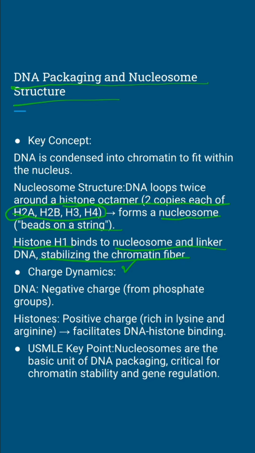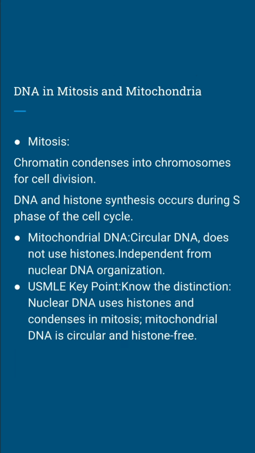Now let's zoom into the chemistry. A classic Step 1 test point. DNA has a negative charge because of its phosphate groups, while histones are positively charged thanks to amino acids like lysine and arginine. Opposites attract, right? That's why DNA and histones stick together so well. For the USMLE, remember, nucleosomes are the basic unit of DNA packaging, and they are critical for chromatin stability and gene regulation. If you see a question about histone modification or chromatin structure, this is your foundation. Moving on to the next slide.